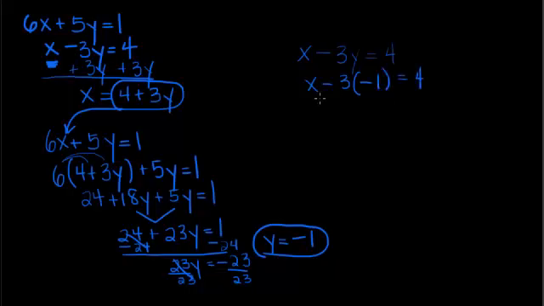Now I will solve for x. I will rewrite my x. Negative 3 times negative 1 is positive 3. And I will subtract 3 from both sides. This yields an answer of x equals 1.